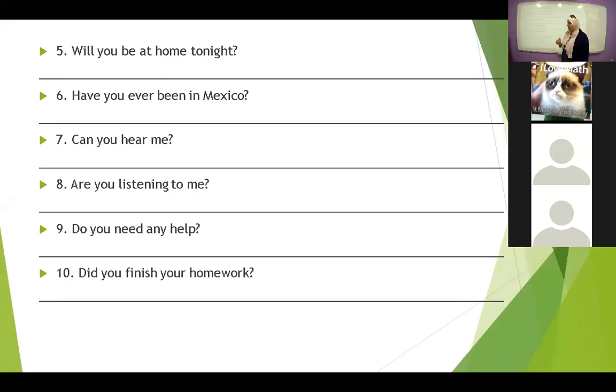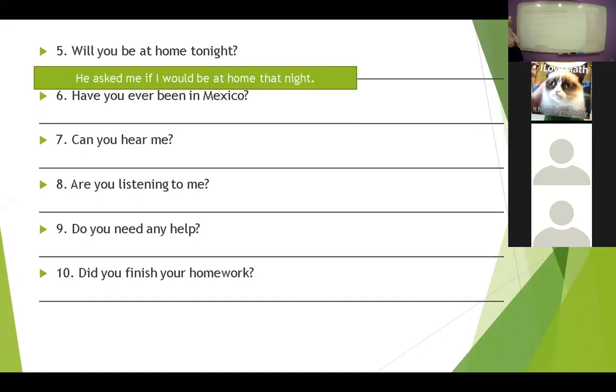If I would be at home tonight. No, not tonight. Wait. Last night? That night. Refer it to the past. She asked me, or he asked me, or you can add any name. He asked me, or she asked me, or they asked me, or the teacher asked me, anything. If I would be at home that night.